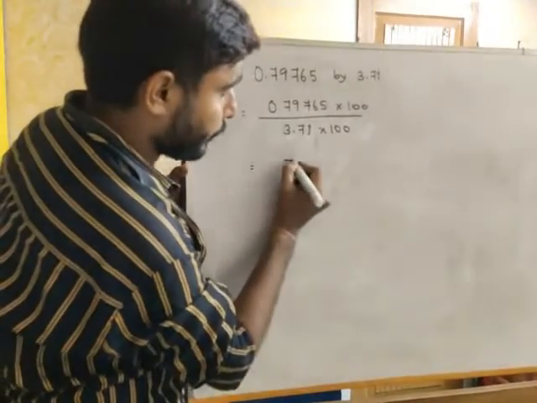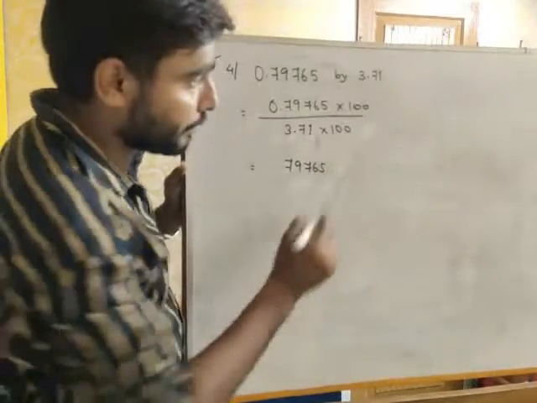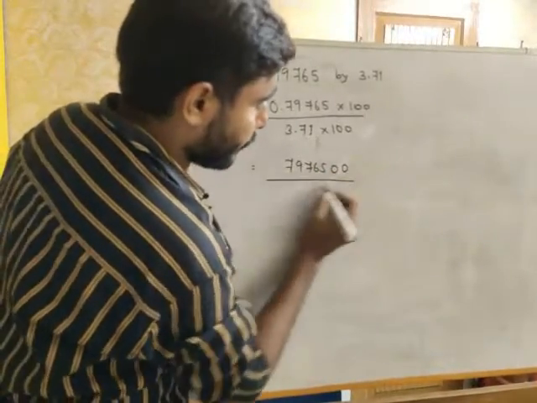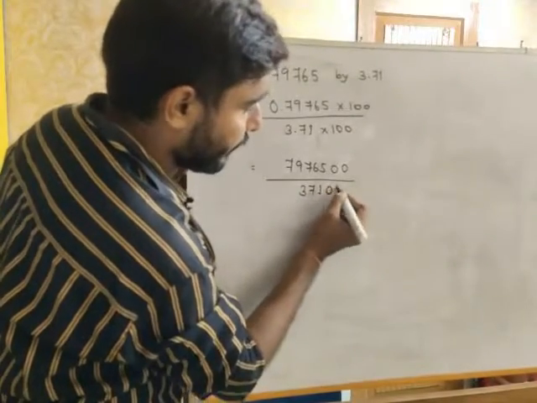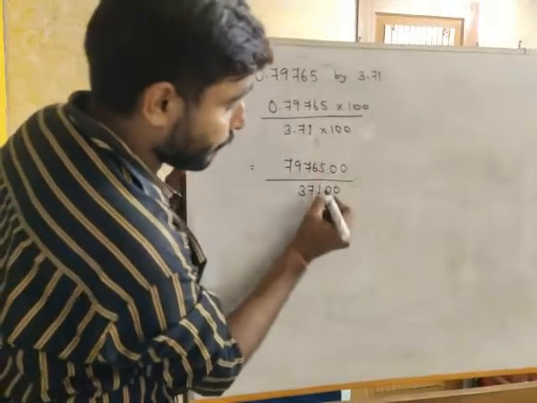Now 1 into 79765 will give you this. 1 into any number is the number itself. How many zeros? 2 zeros. 371 into 1 is 371 and 2 zeros. Now it's time to put the decimal. So after decimal, here we have two digits.